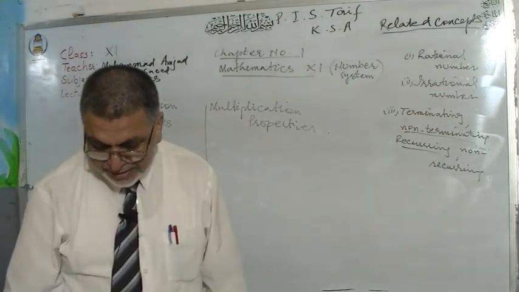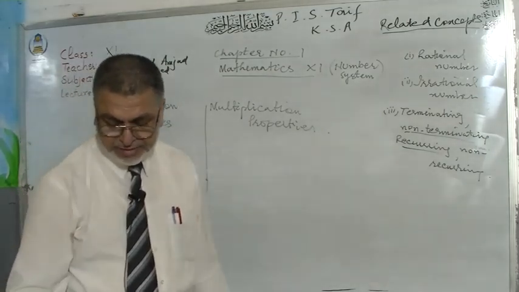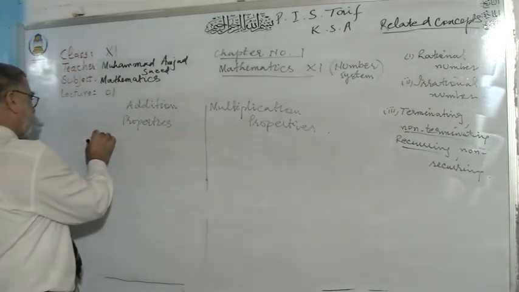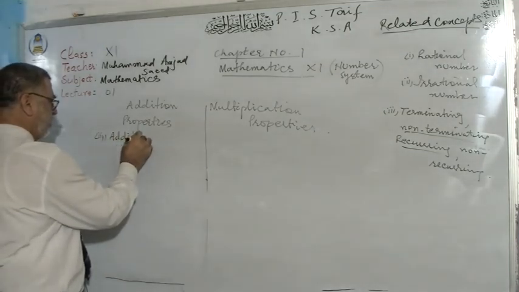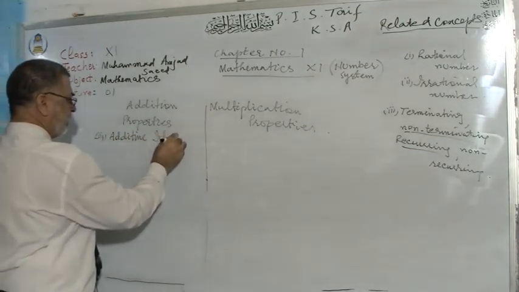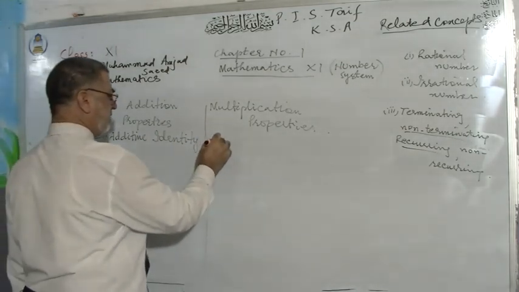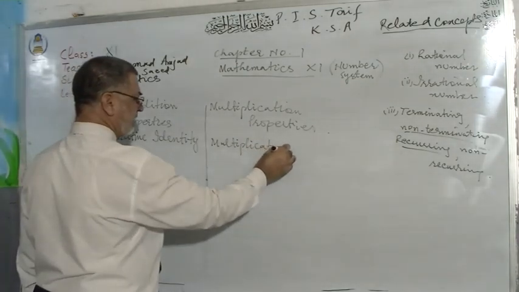After that we have part number 3, addition law and multiplication law, that is additive identity and multiplicative identity.